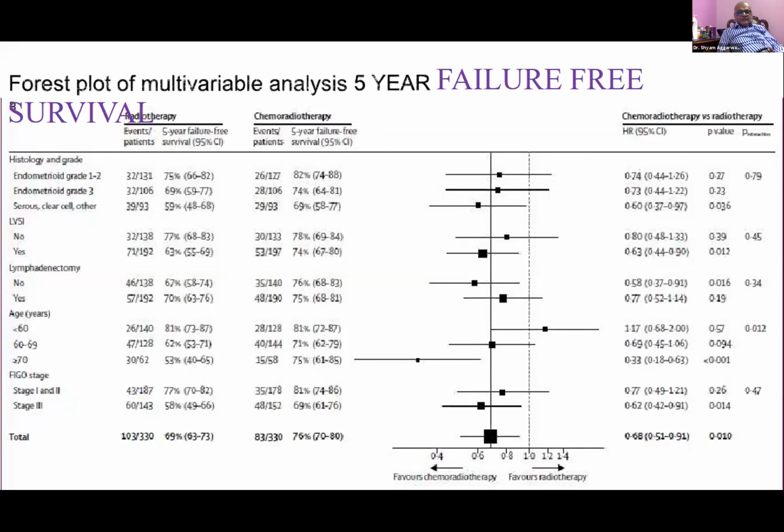So let us not make that argument that 70 is not fit for chemotherapy. No, I'm not saying 70 is not fit for chemo. We'll have to look at the complete profile. It's not only the age, you look at the comorbidities, you look at the GFR.